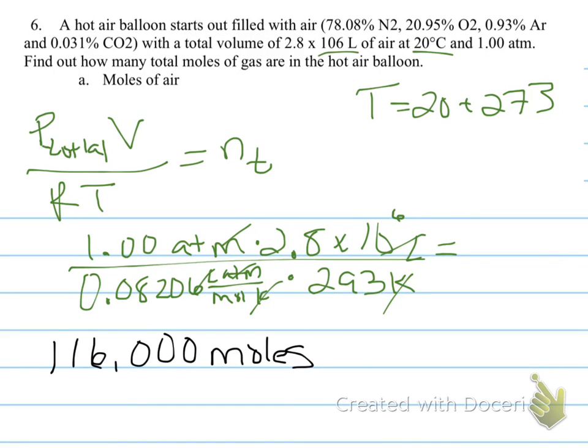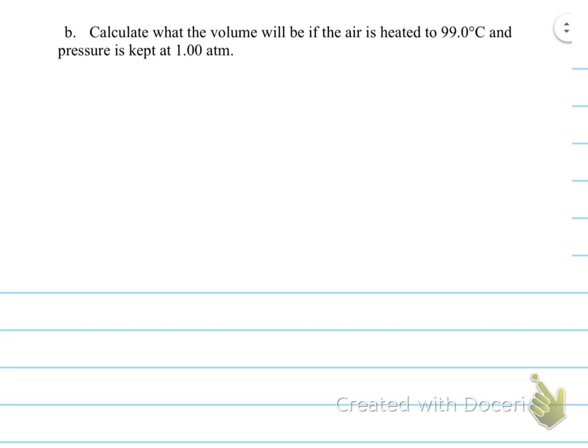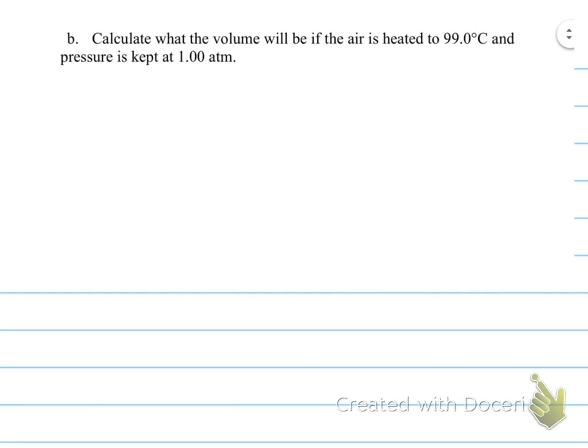Alright, so the next problem is related. It wants us to calculate the volume, so volume is what I'm looking for. If the air is heated to, so this is a new temperature, so we're going to say 99 plus 273.